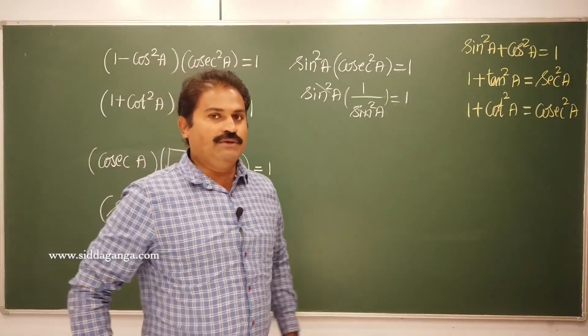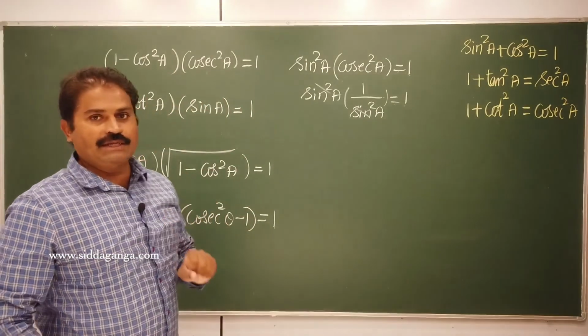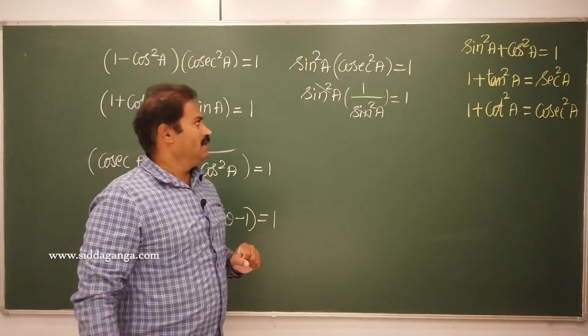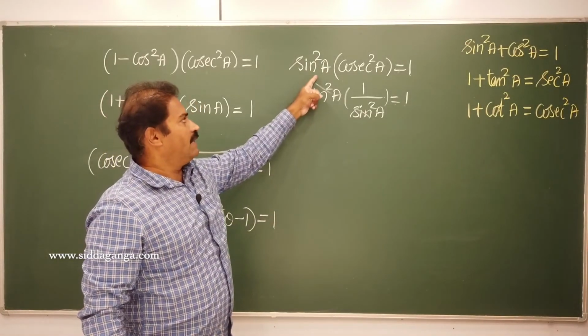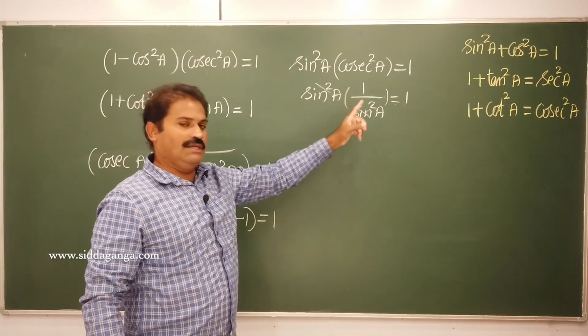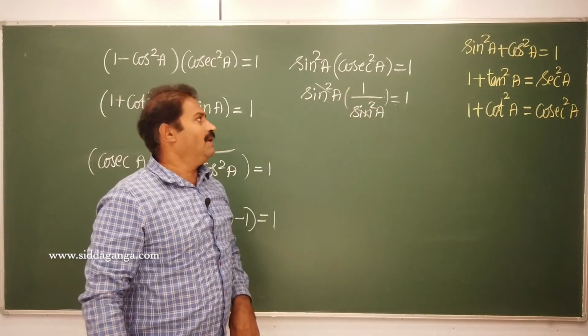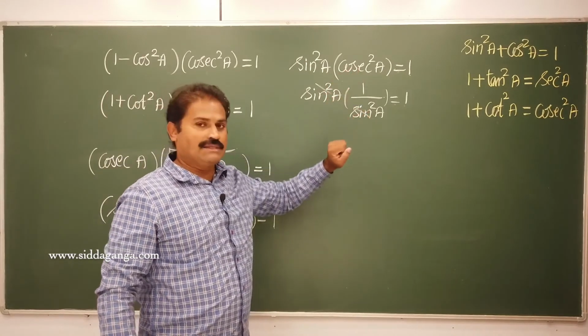So it is important to identify which is the best suitable identity we can use to solve the problem. So this is how the problem is. Now even sin square A into cosecant square A, directly we can cancel and write 1 is equal to 1. Even that is also acceptable. To make you understand, I have written cosecant square A as 1 by sin square A.